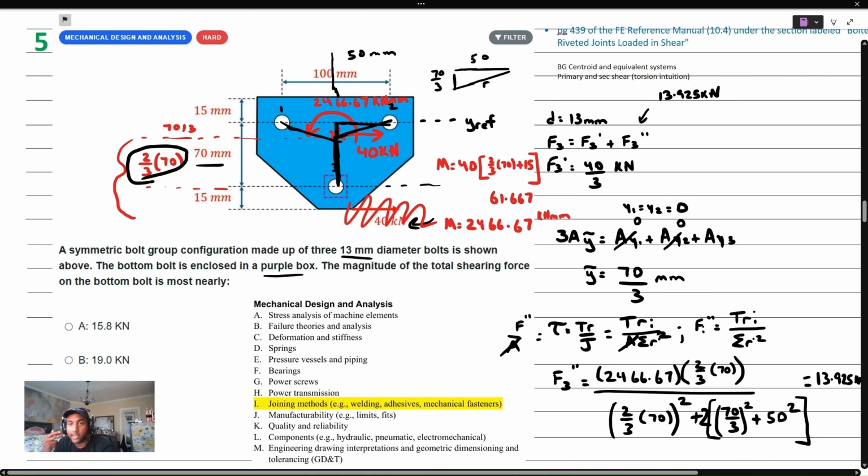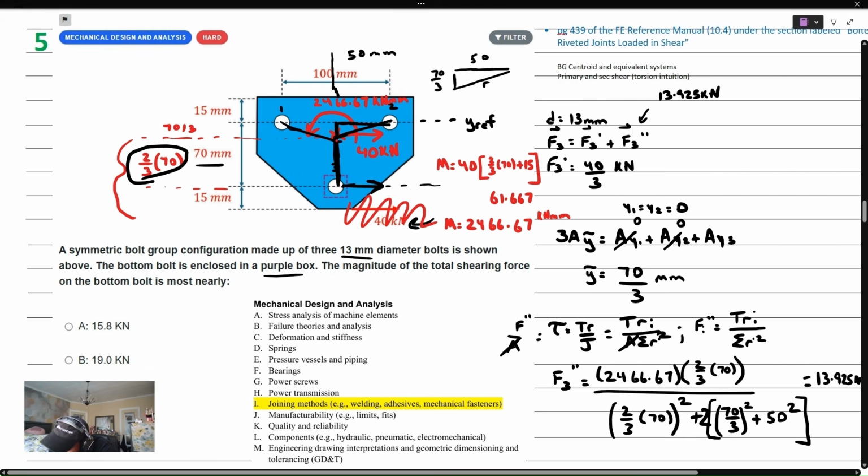Our primary shear was just that 40 over 3 contribution. And in order to add the primary and secondary shear, we do so vectorially, right? So I should have put a vector symbol here on the primary and secondary shear because our total force is going to be the vector sum of primary and secondary. The primary shear is just going to be in the same direction as our direct shear. So that is going to be looking like this for bolt 3. And the secondary shear is determined by connecting a line from the centroid to the bolt. So if we draw that in red, it's a bit more clear.